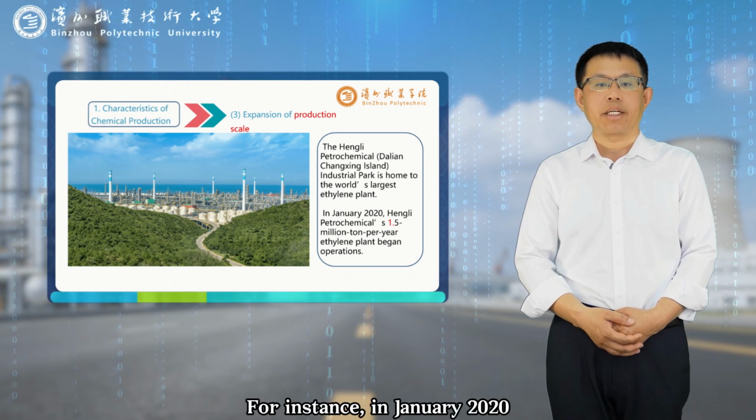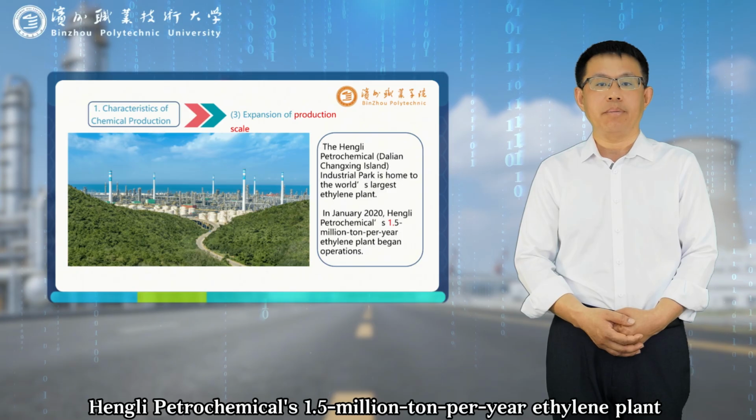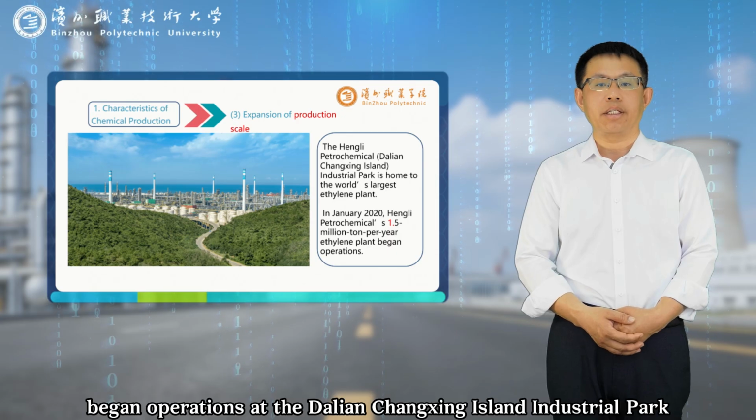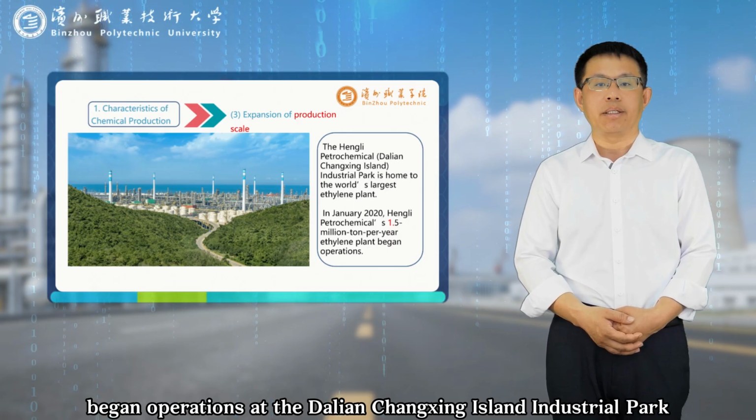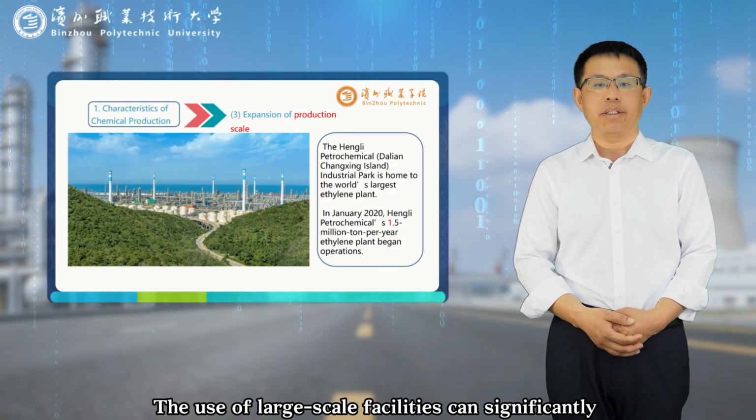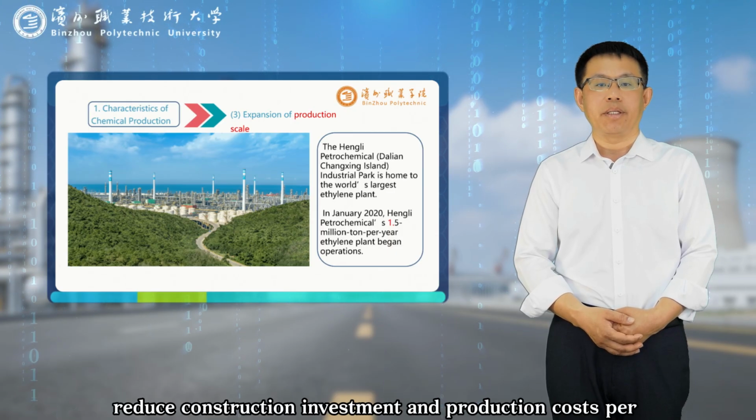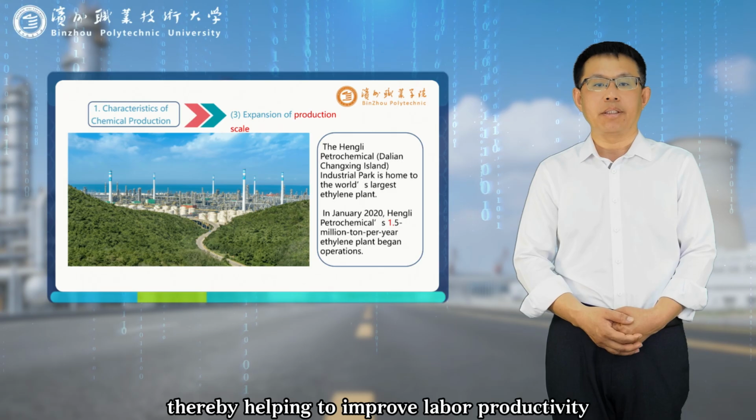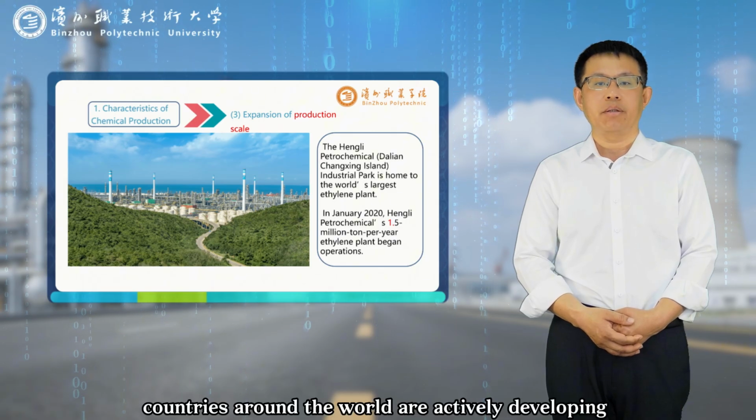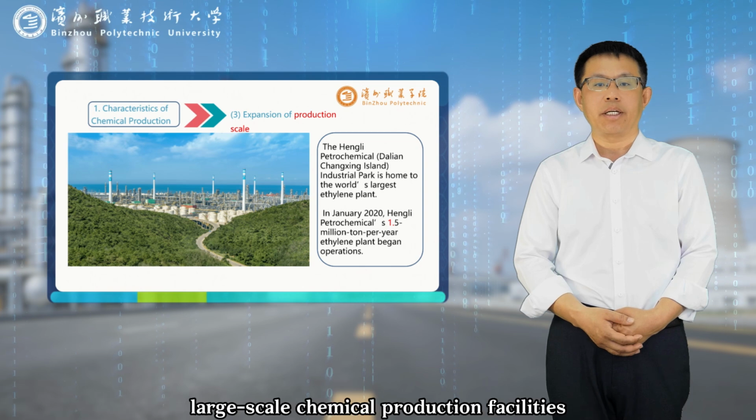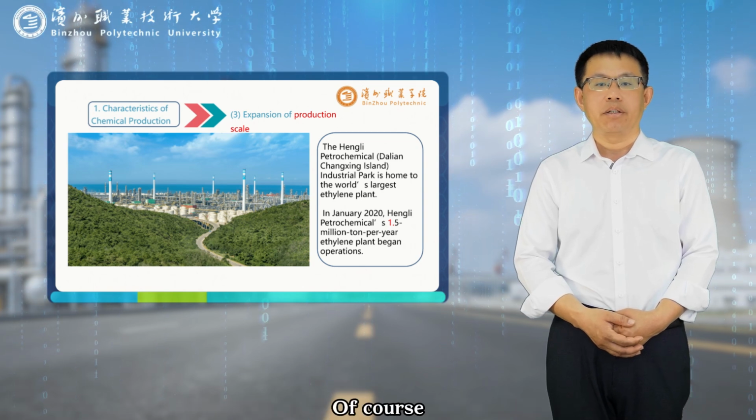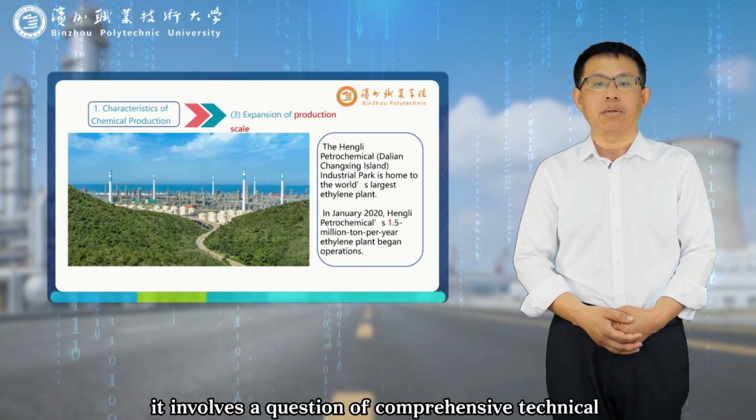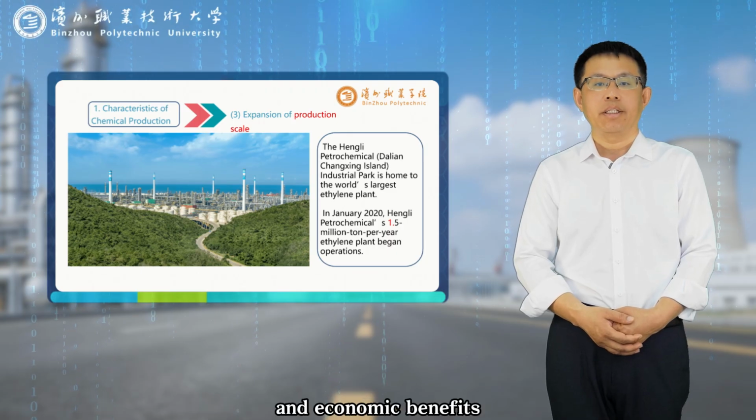For instance, in January 2020, Hengli Petrochemical's 1.5 million ton per year ethylene plant began operations at the Dalian Changxing Island Industrial Park. The use of large-scale facilities can significantly reduce construction, investment, and production costs per unit of product, thereby helping to improve labor productivity. Consequently, countries around the world are actively developing large-scale chemical production facilities. Of course, this does not mean that larger chemical plants are always better. It involves a question of comprehensive technical and economic benefits.